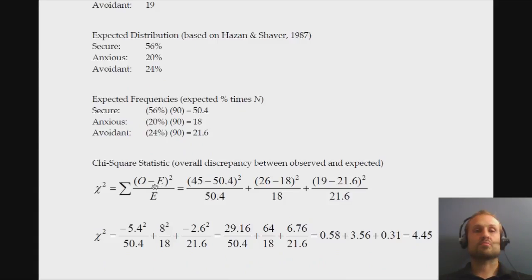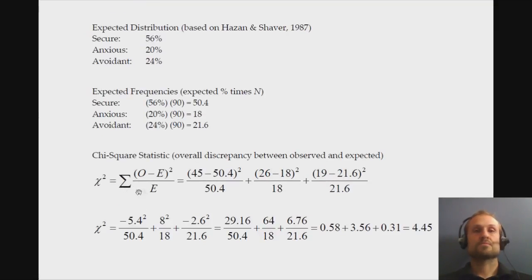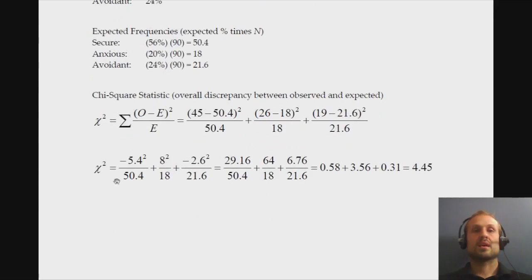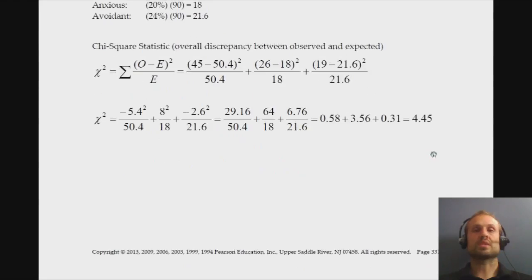I take the difference between observed and expected, square it, divide by the expected value for each category, and add them all up. Remember, the capital sigma means I add them all up. So I do that, and I get a chi-squared value that I observe from my sample as 4.45. Now let's see, what does that mean?